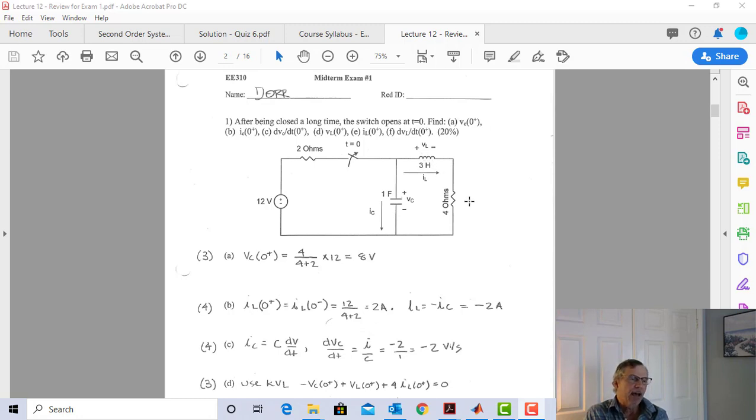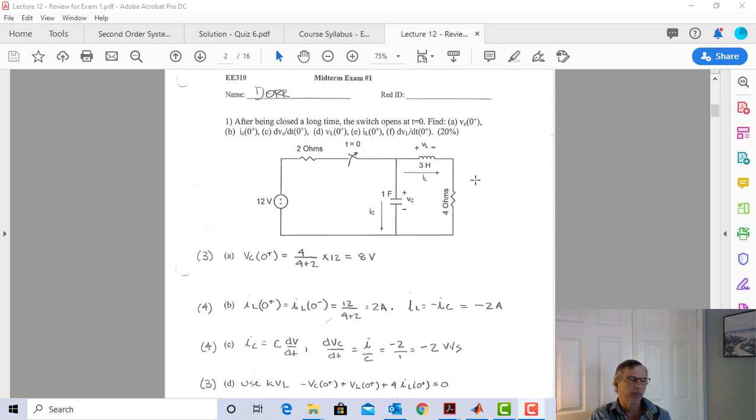So that may have been a little complicated. So let's use KVL. It's right down here. We'll go minus VC at 0 plus, VL at 0 plus, which is the thing we're looking for, plus 4 times I sub L at 0 plus equals 0.